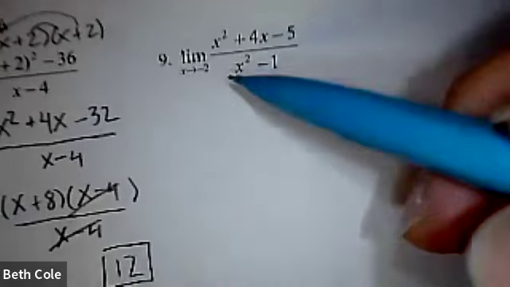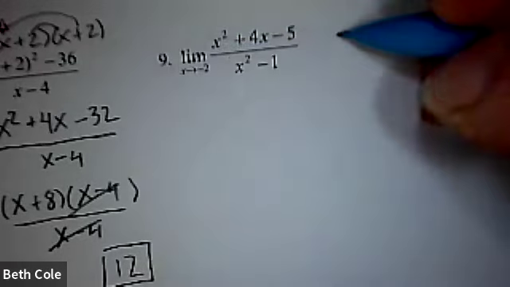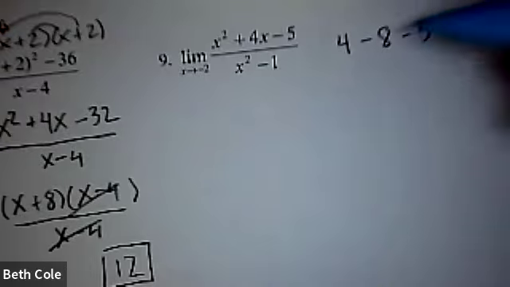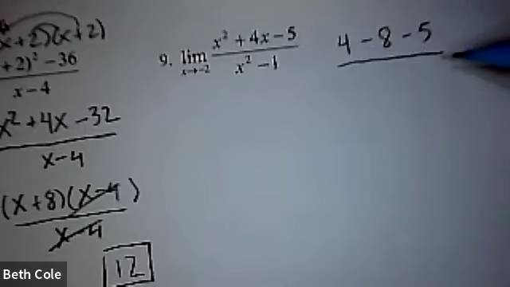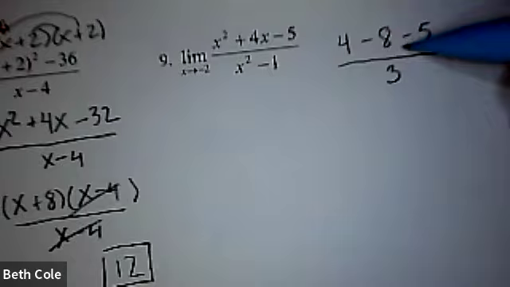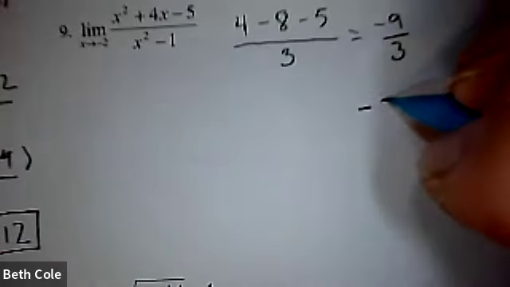Right here, I'm going to just try and plug in -2 and see what happens. That's going to give us 4 minus 8 minus 5. And on the denominator, that'll give us 4 minus 1, which is 3. So let's see what that all shakes out to. 4 minus 8 will be -4 minus 5 will be -9 over 3. And so that reduces down to -3.